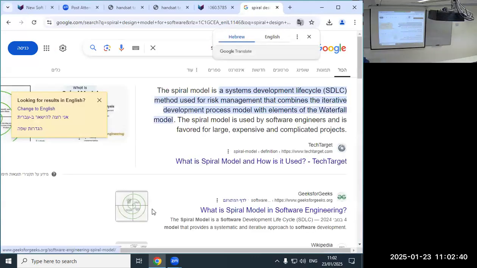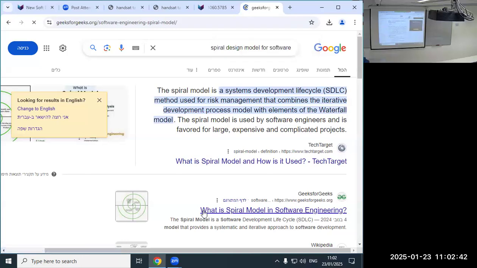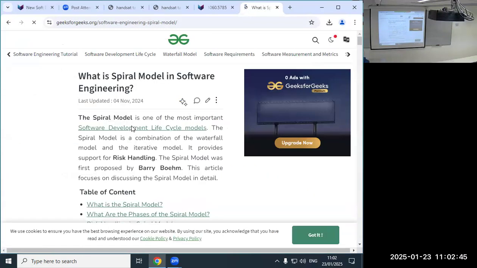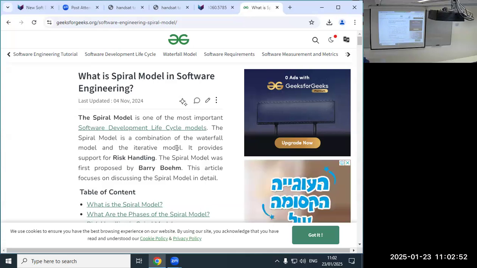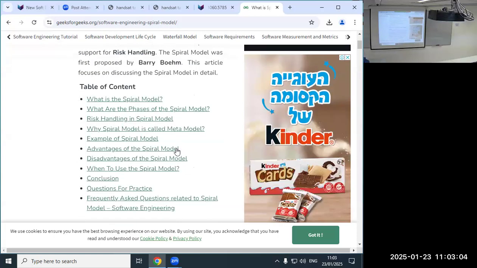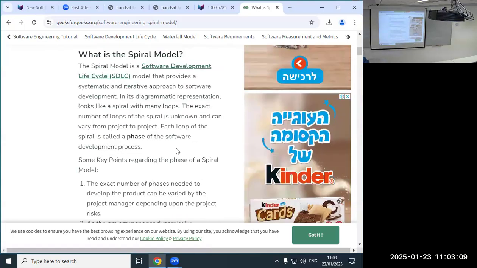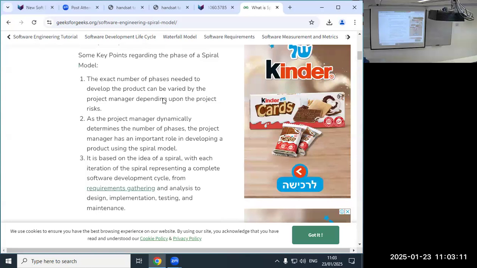Here's that nice picture. Geeks for Geeks, very good site. The spiral model is a combination of the waterfall model and the iterative model. There are some waterfall elements, but waterfall has no iterations. So it's like waterfall and then waterfall again, and then waterfall again. The exact number of phases can vary. We want the picture here.